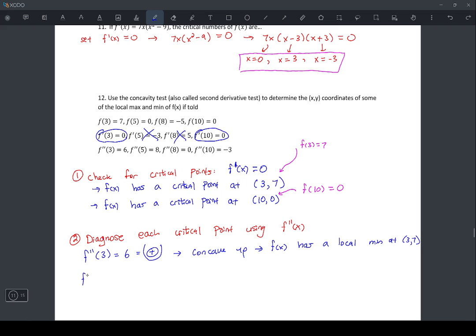And we check the second critical point. f double prime at 10 is negative 3, which is negative, so concave down. And that means f of x has a local max at (10, 0).